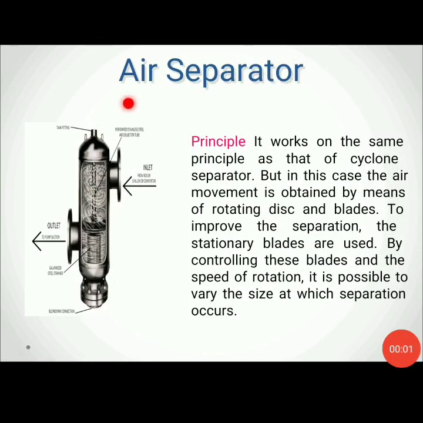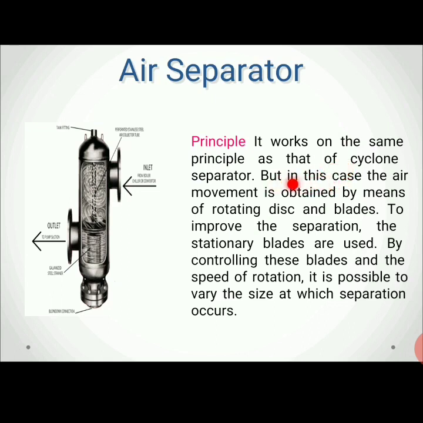Next point is the air separator. In that, the first point is the principle. It works on the same principle as that of the cyclone separator. It means in an air separator, centrifugal force is used to separate solids.